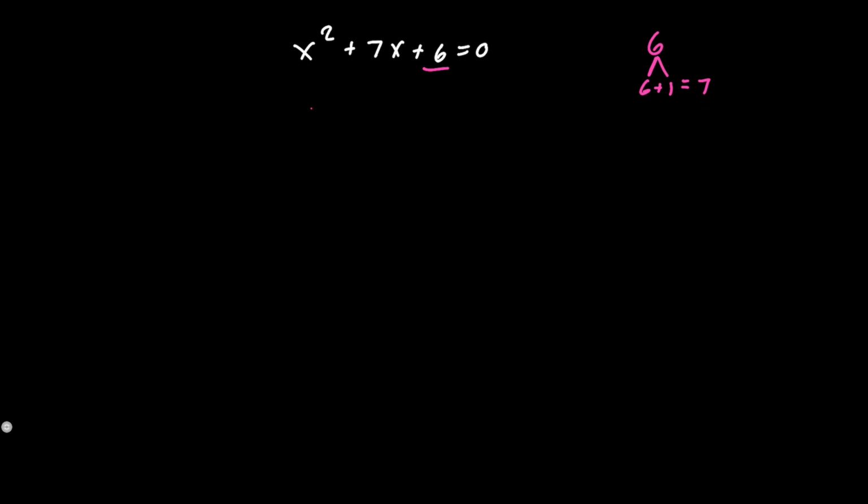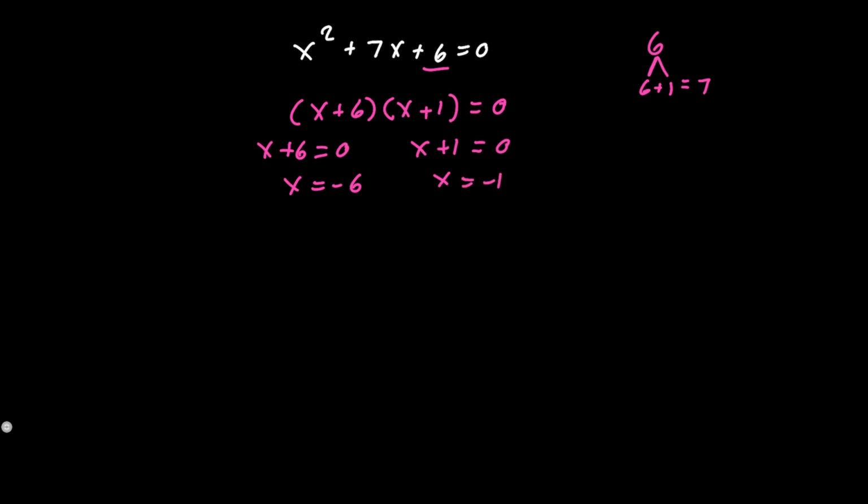So our quadratic could be rewritten as x plus 6 times x plus 1, and that is equal to 0. And here what we're going to do is simply just use the zero factor property again. So you have x plus 6 is equal to 0, and x plus 1 is equal to 0. Solving for x, we get x is equal to negative 6, and x is equal to negative 1.